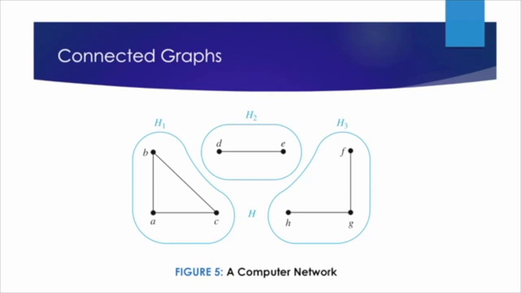So we will have now an example. The graph H shown in figure 5 is the union of three disjoint subgraphs H1, H2, and H3, none of which are proper subgraphs of a larger connected subgraph of H. These three subgraphs are the connected components of H. This may lead us to ask the following question. How connected is a graph?